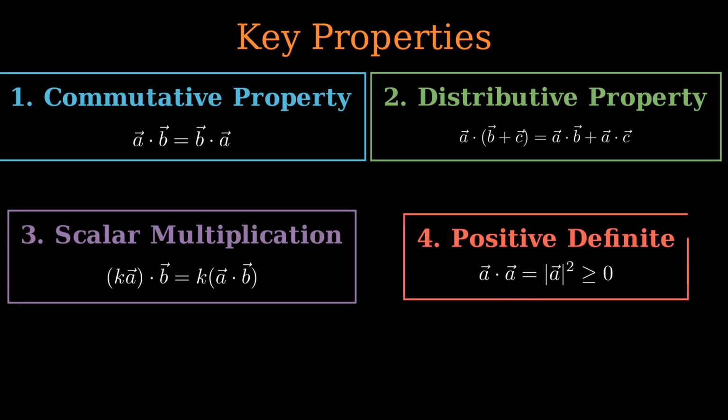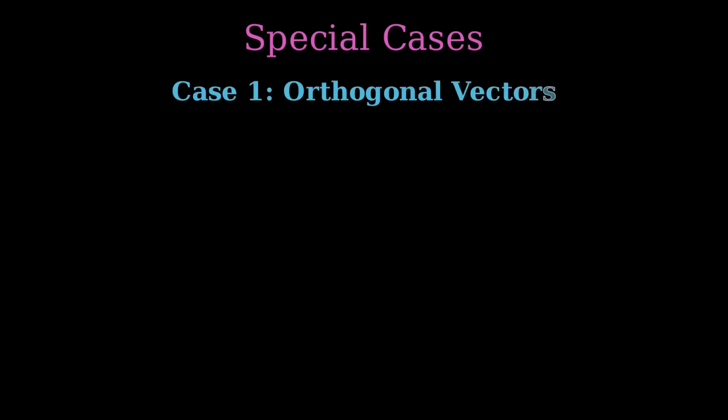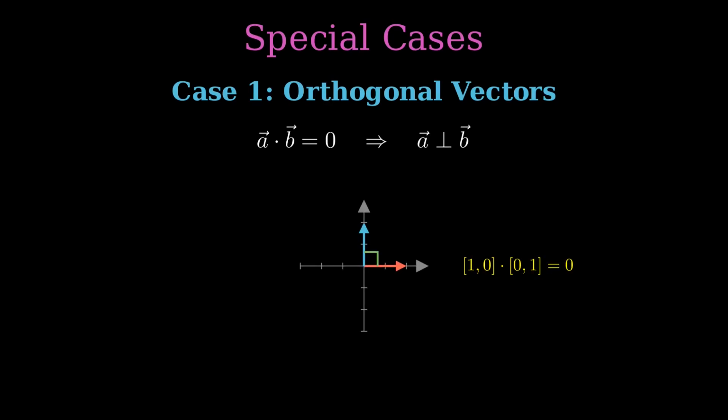Property 4, a vector dotted with itself gives its length squared. Always positive unless the vector is 0. Let's look at some special cases that reveal deeper insights about vectors. When the dot product equals 0, the vectors are perpendicular. We call them orthogonal vectors.